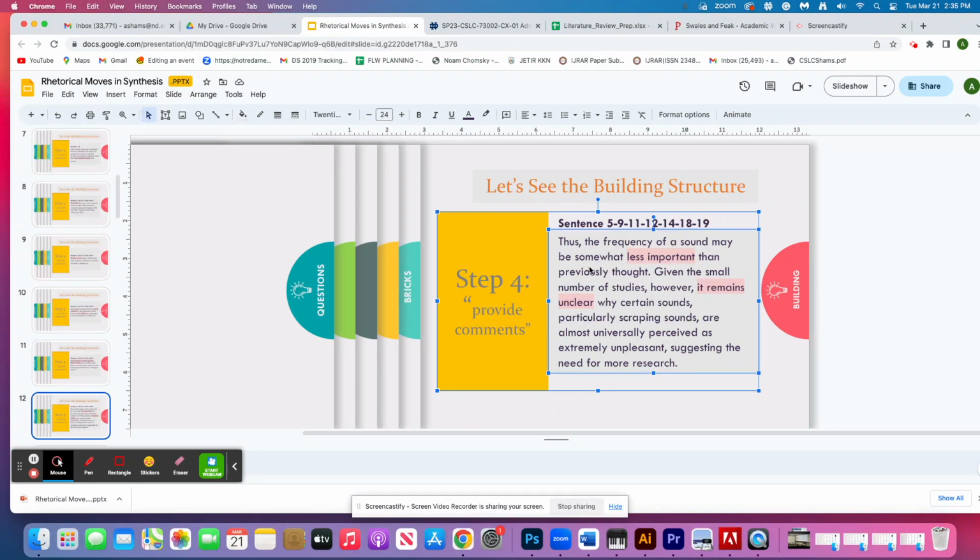So in sentence 18, the frequency of a sound may be somewhat less important, okay? It remains unclear, so definitely it's a comment. And the comment is a claim here. But these are the last 2 sentences of this essay.